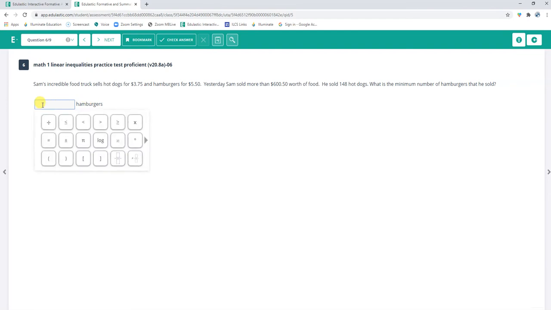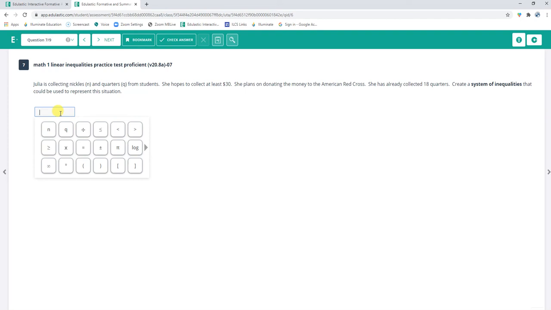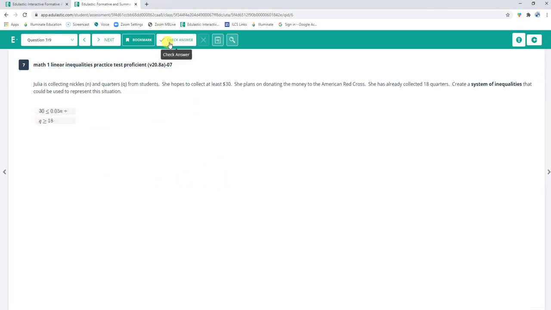All right, we said 9 hamburgers. Good. Our system of inequalities was 30 less than or equal to 0.05n plus 0.25q. And this one was q is greater than or equal to 18 quarters, the number of quarters. Good.